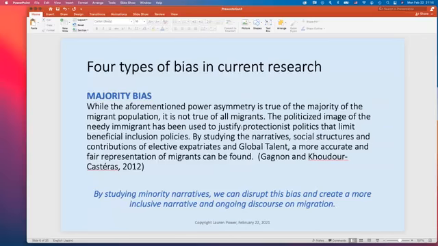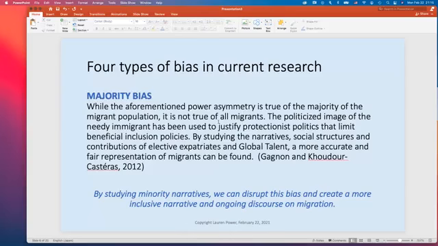It's important to sit with this because although we can say that the power asymmetry and migration patterns highlighted in the three previous types of bias are all true, they're not true for everyone. And the politicized image of the needy migrant has been used to justify protectionist politics that limit beneficial inclusion policies on the ground. By studying the narratives, social structures, and contributions of elective expatriates or elective migrants, including global talent, we can make a movement toward a more accurate and fair representation of migrants.